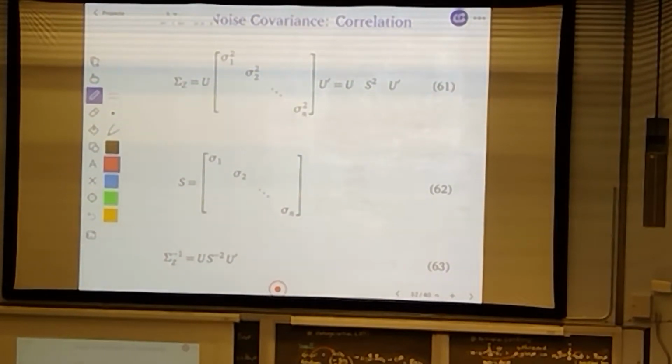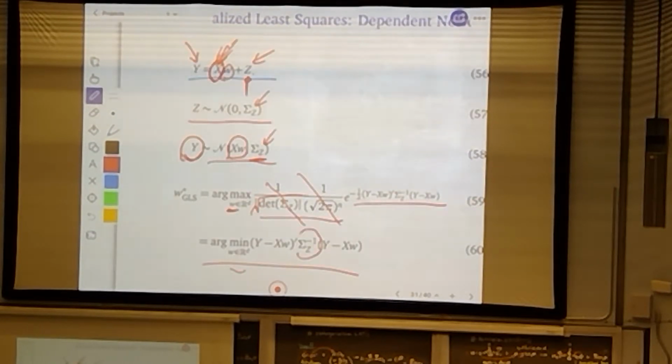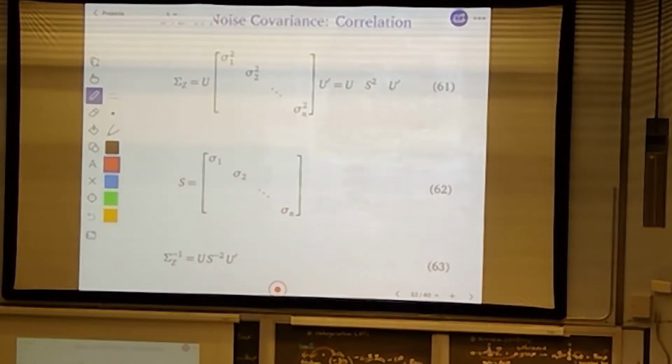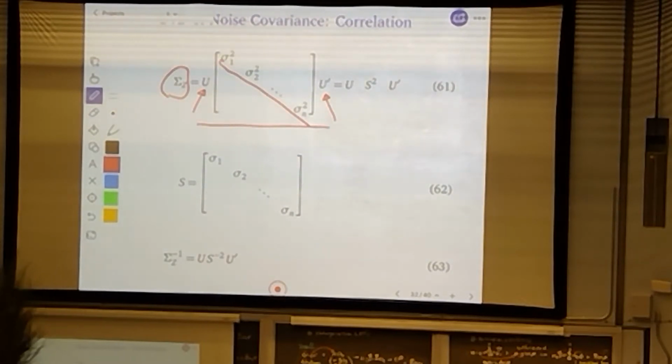So there are a few different ways to derive the GLS solution. The almost foolproof way is to go by SVD. We need to do the SVD of the inverse of the covariance. The covariance we can decompose with the SVD. Since the covariance is a symmetric matrix, it will become U S U transpose, and we can write it out as sigma 1 squared, sigma 2 squared, and so forth.